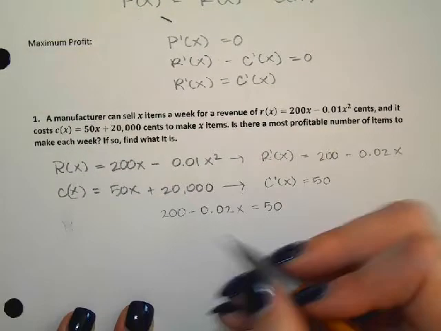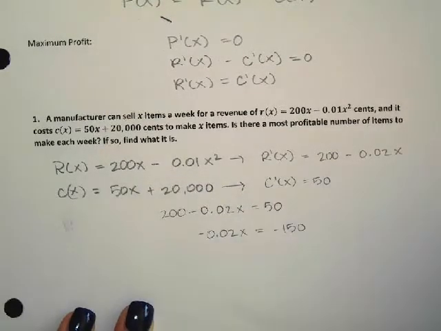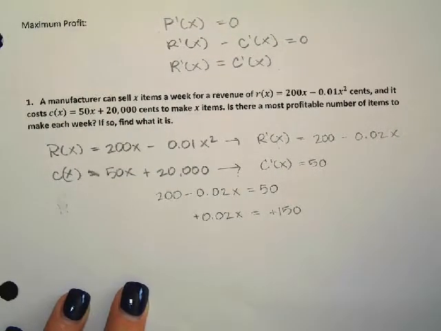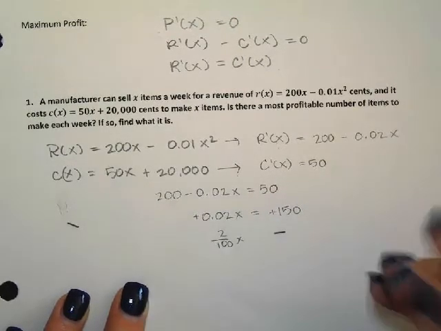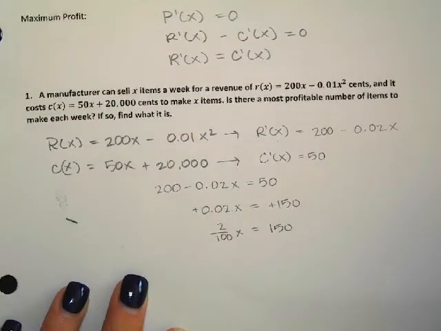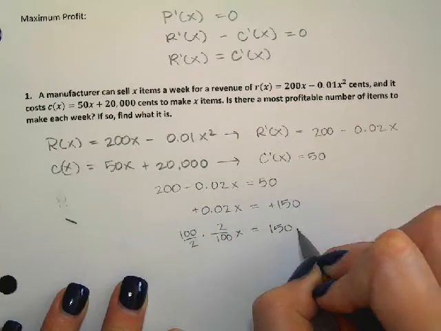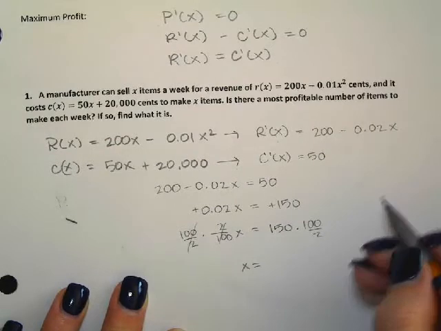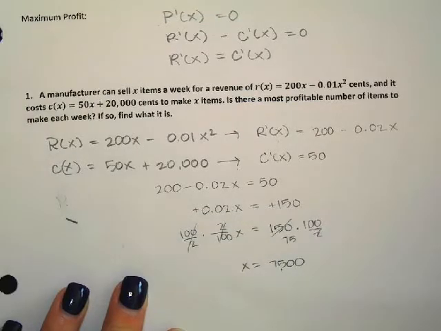0.02x equals 150. Right, and then you made them both positive, that's fine. So we have 2/100ths x equals 150. So we can multiply by 100 over 2 on both sides. X equals 7,500.